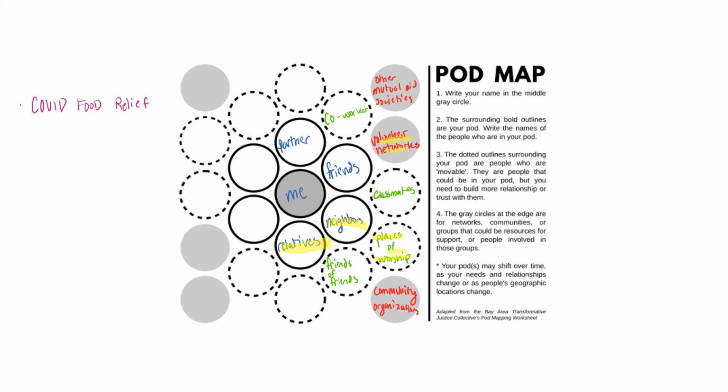You can definitely use your whole map, but you may also choose to limit your outreach based on what your mutual aid organization is trying to address. For instance, let's say that instead of COVID food relief, I wanted to create a mutual aid society that advocated for rent cancellation during the pandemic. This is more of a politically charged issue than food relief, so my pod map will look a little bit different when I go to use it.